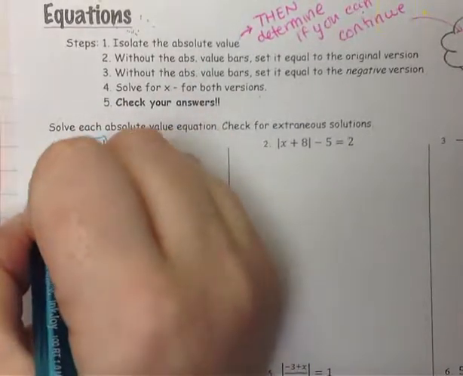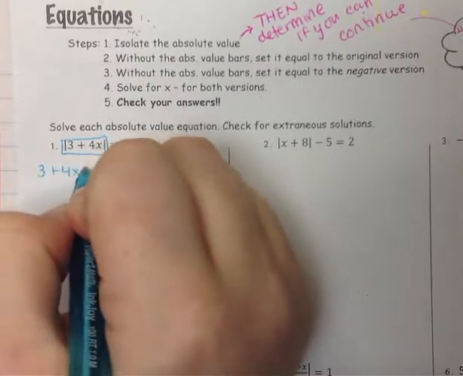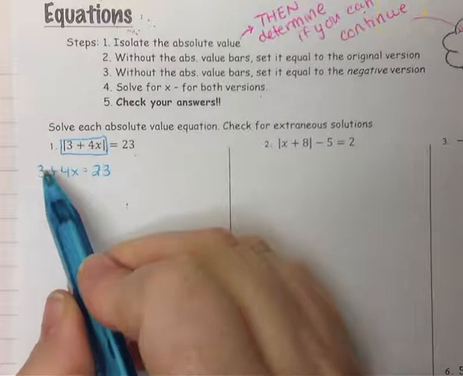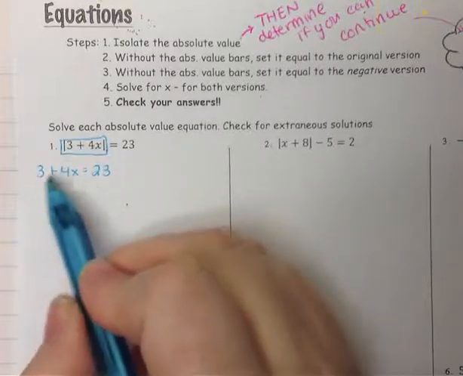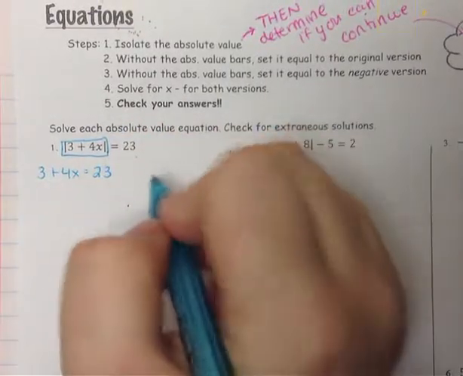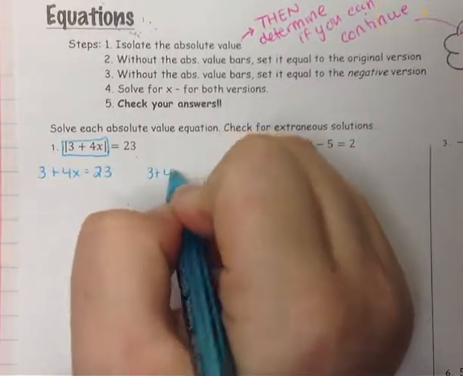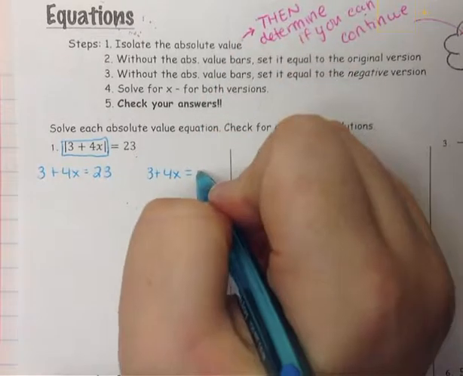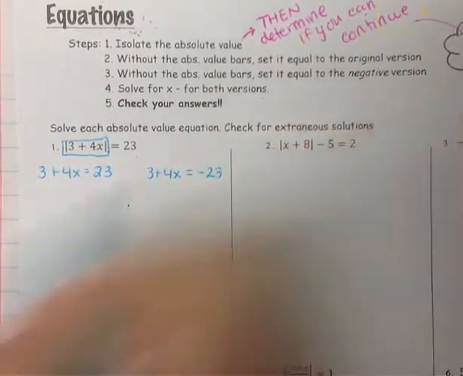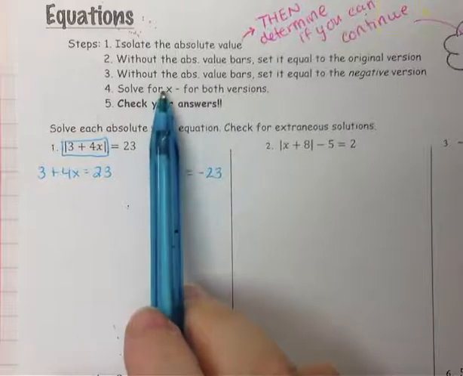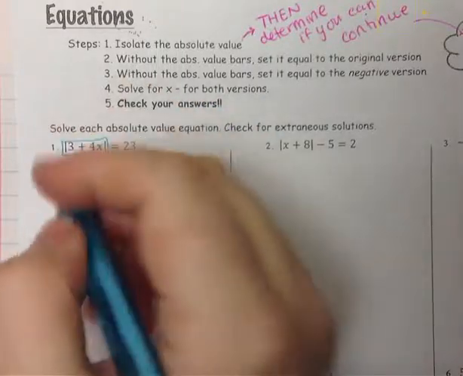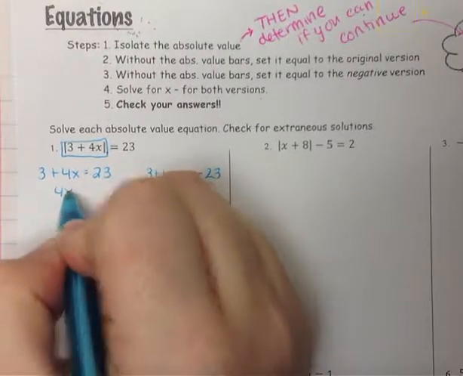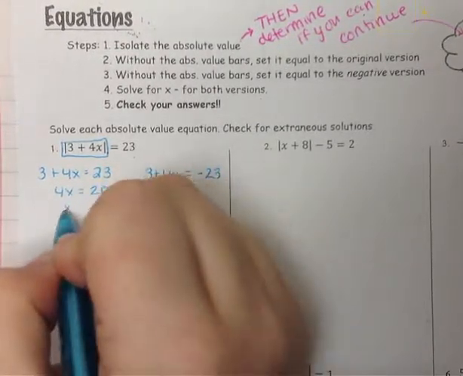My first equation, without the absolute values, is the original version: 3 plus 4x is equal to that positive 23. The second version, I do not change anything on the inside. That stays the same. I'll have 3 plus 4x, but now it will be equal to the negative on the other side, so negative times 23 is negative 23. Now we're going to solve for x for both versions. I'll subtract the 3 first on this side, so I have 4x is equal to 20. So x is equal to 5.